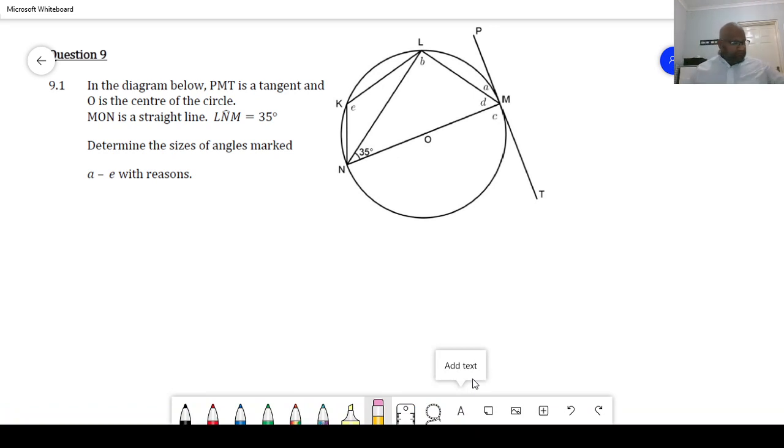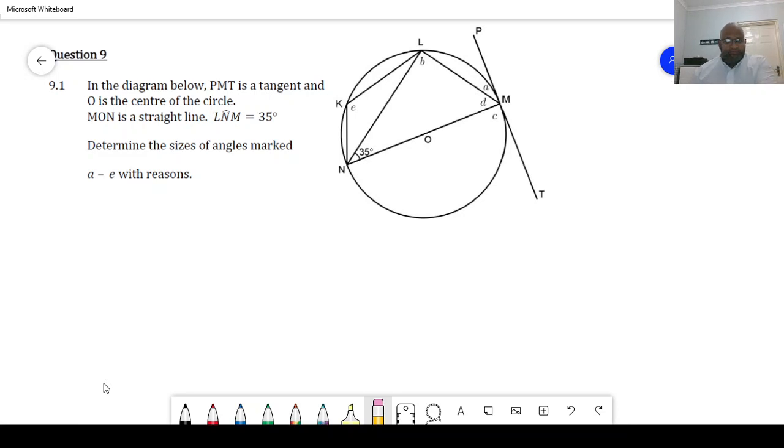Good morning, class. Today we will be looking at question 9. This is from the Metro Central Education District Common Paper, September 2021. So at this point we will be doing the geometry section and the bonus question from this paper 2.